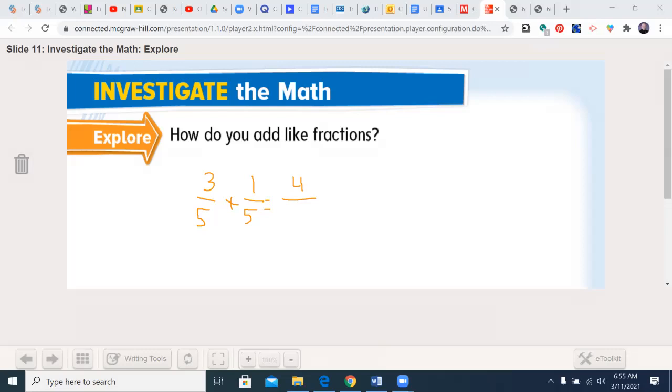What did I say? Do not add the denominators. Ever. Not even then. No, still no. Whatever language you need to hear, no, don't add them.